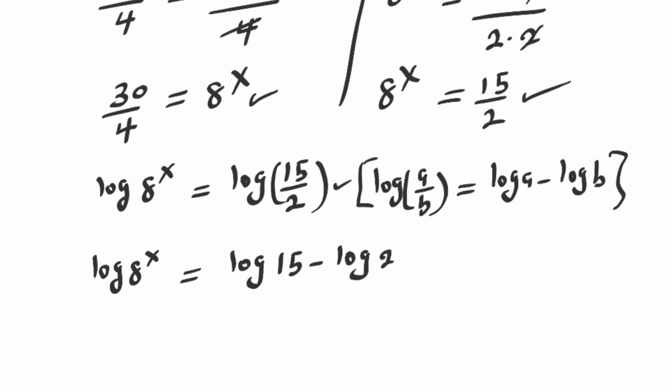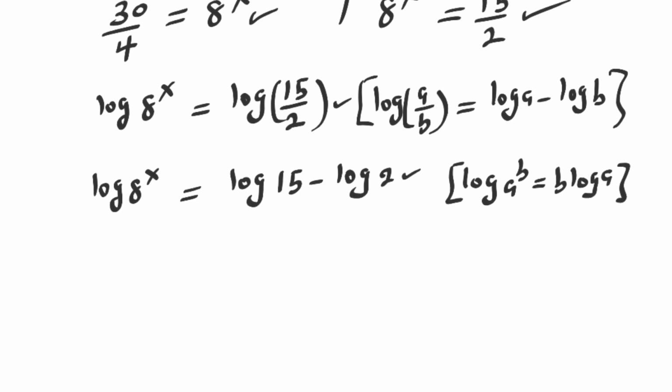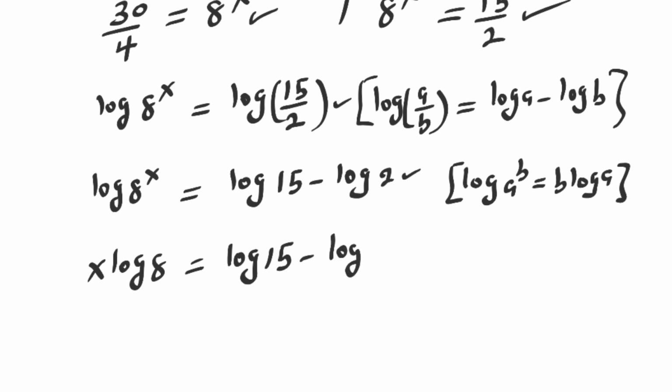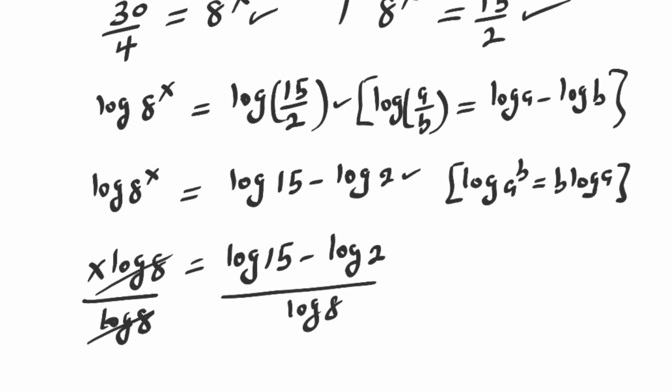Then if you have log a raised to power b, this is equal to b log a. Then the whole of this can be written as x log 8 is equal to log 15 minus log 2. Let us divide both sides of this equation by log 8. This divided by log 8 and this divided by log 8. This log 8 cancels this log 8.